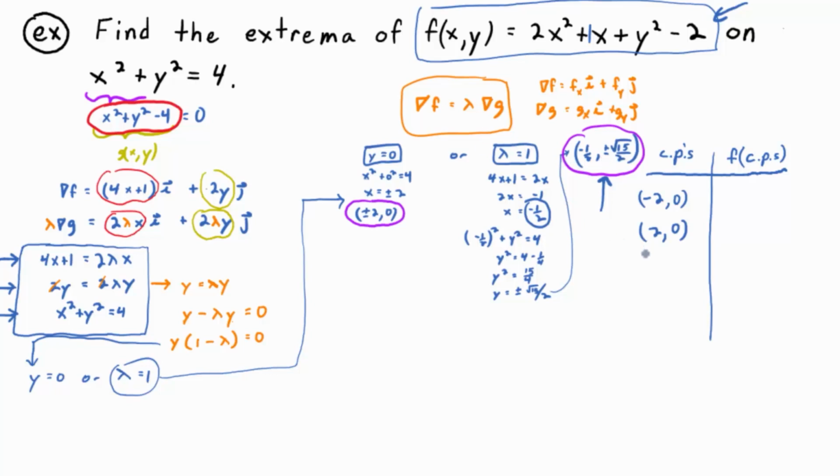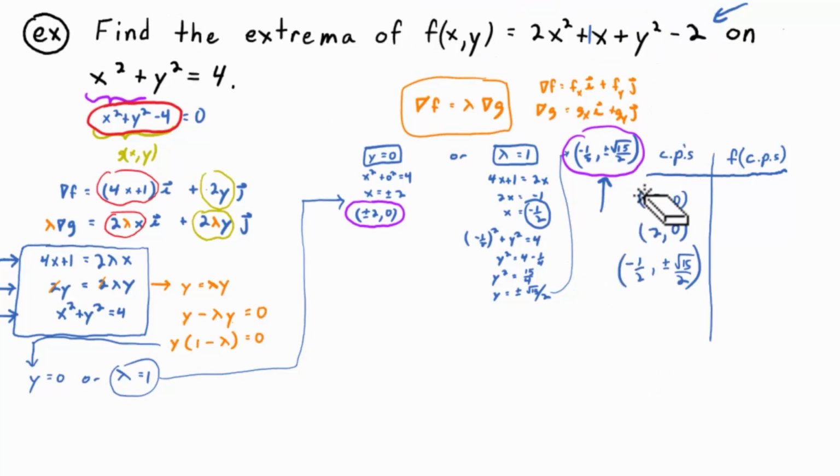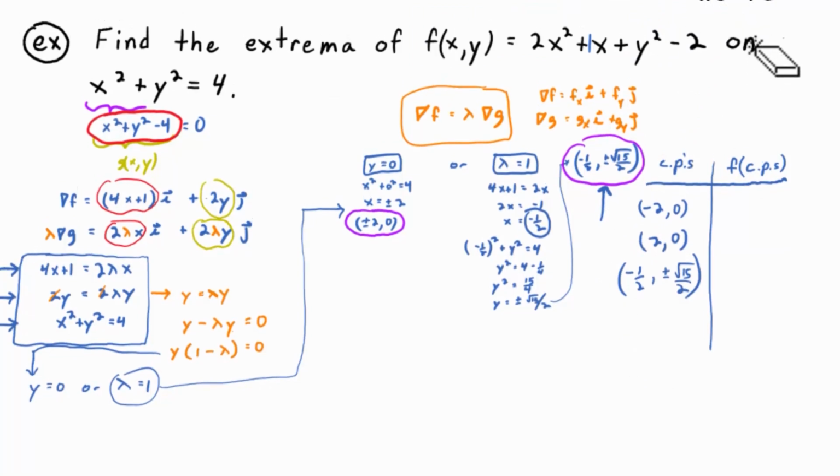But I'm saying, okay, we've got two more critical values, negative 1/2, plus or minus root 15 over 2 is the y value of that critical value. I plug that in here. Does the negative matter? No, I can do that one all at once. Save a little bit of time. Okay. So is everybody with me so far? Look at the function values. Whichever one's the biggest is your absolute max on the constraint. Whichever one's the smallest is your absolute min. Okay, so let's do that.